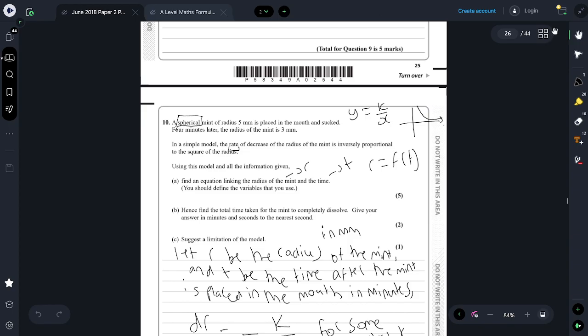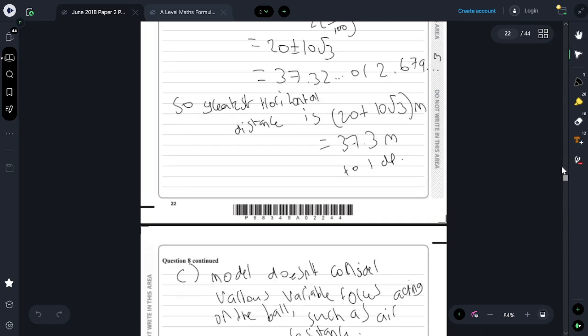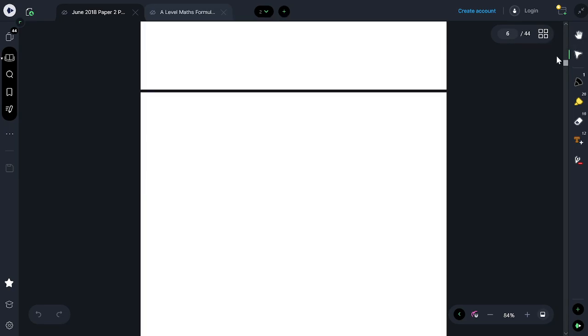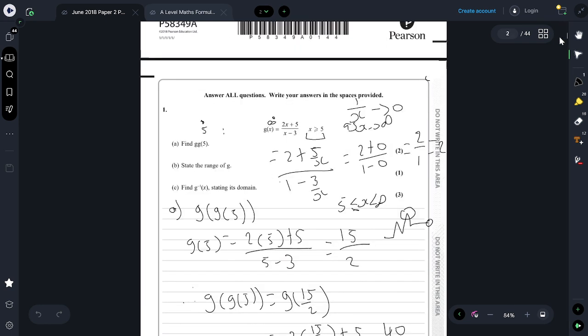Before we jump into the next question, I just want to briefly explain this because I did explain it last time. It's the very start question, 1B. Okay, cool. So the range of this function.